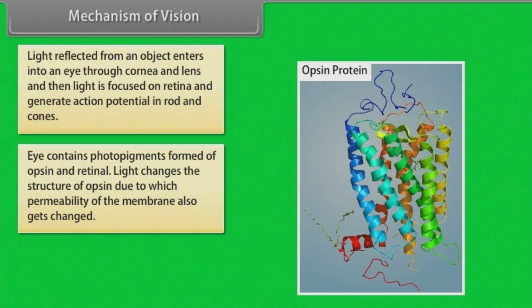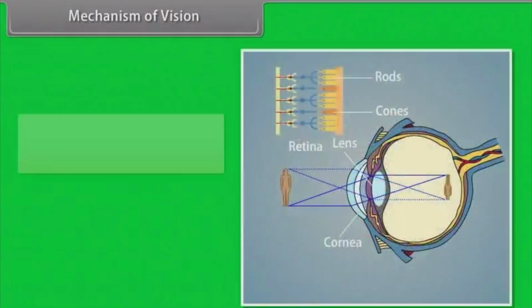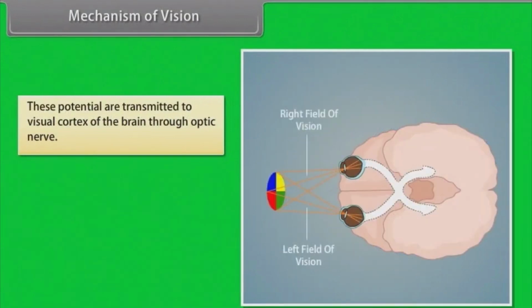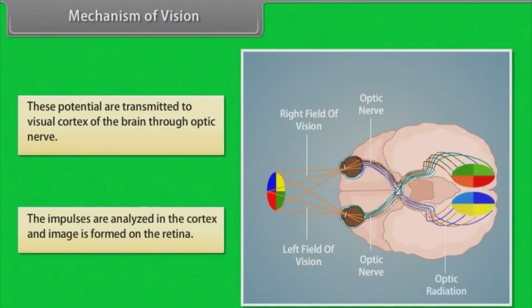Light changes the structure of opsin, due to which the permeability of the membrane also gets changed. It creates a potential difference in the photoreceptor cell, which generates action potential in the ganglion cells through the bipolar cells. These potentials are transmitted to the visual cortex of the brain through the optic nerve. The impulses are analyzed in the cortex and the image is formed on the retina.